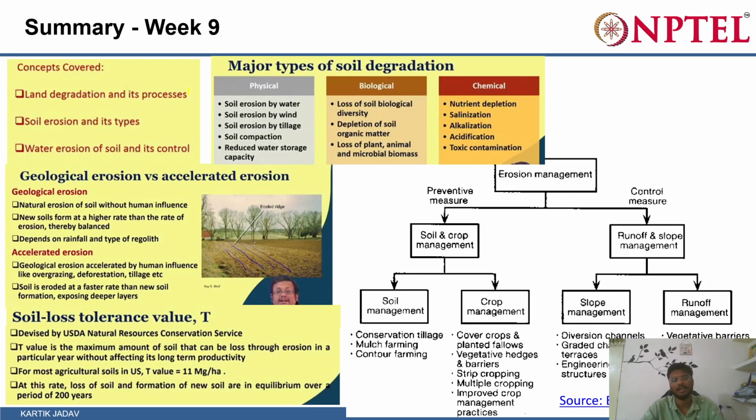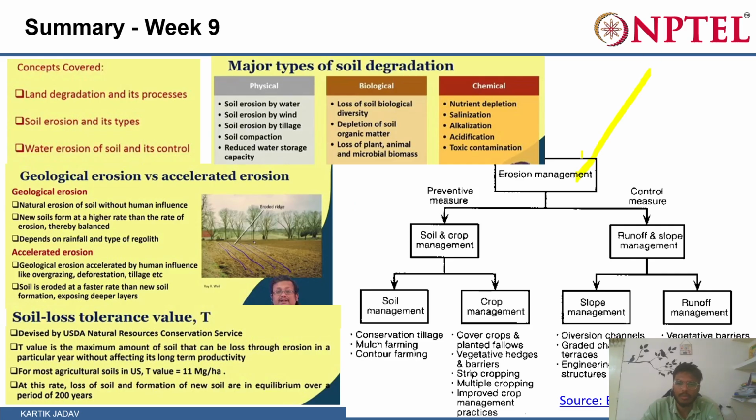Erosion we can classify as geological erosion or accelerated erosion, and we also introduced soil loss tolerance. Whatever erosion happens beyond natural erosion ultimately causes an imbalance in nature. So the soil loss tolerance value should be such that the rate of soil loss from a particular area remains less than or equal to the natural rate of soil formation. We found that the soil loss tolerance value for most of the United States, and also for Indian conditions, is around 11 megagrams per hectare.